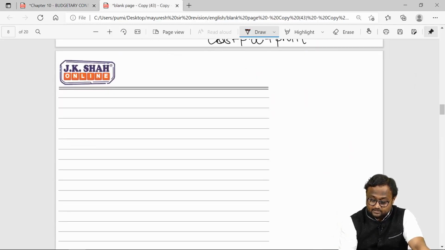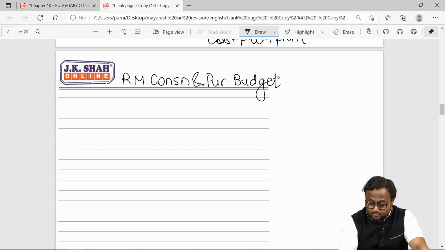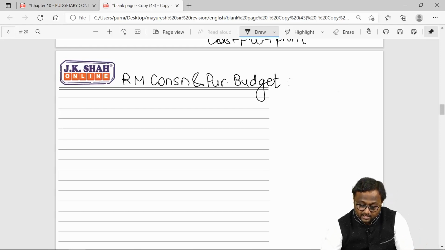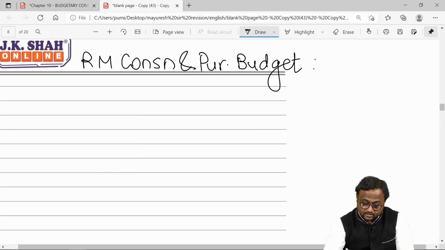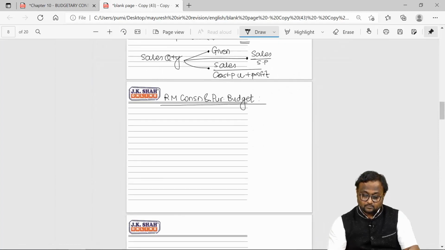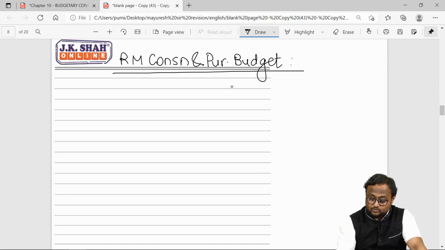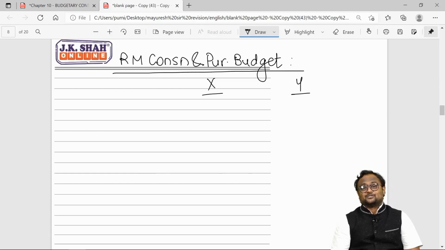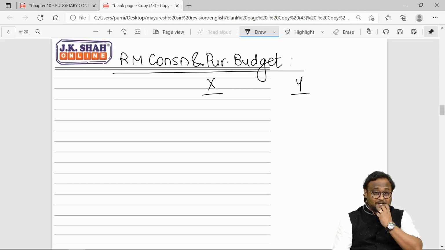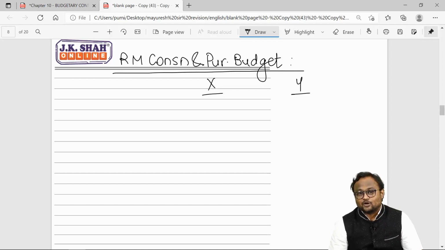Please guys understand this. My raw material consumption budget and purchase budget can be prepared together, because the moment I get consumption, I can easily find out purchase in the same calculation. Since I'm dealing with material, I'm going to open two columns of material, X and Y. A and B were my finished goods, but X and Y are my materials. Since I'm going for material information, I'm going for material columns.